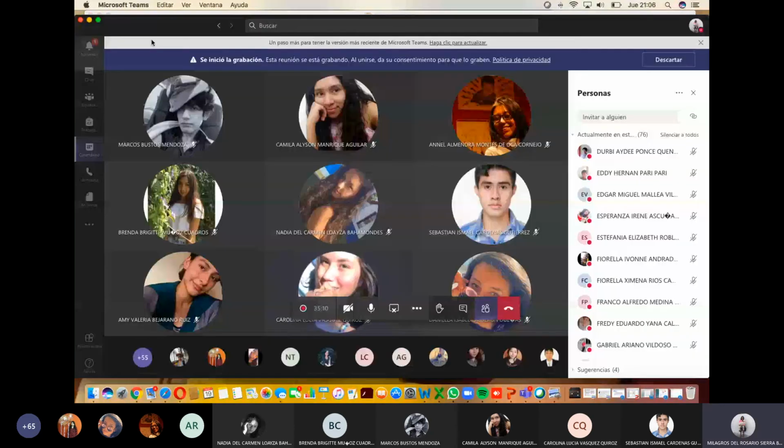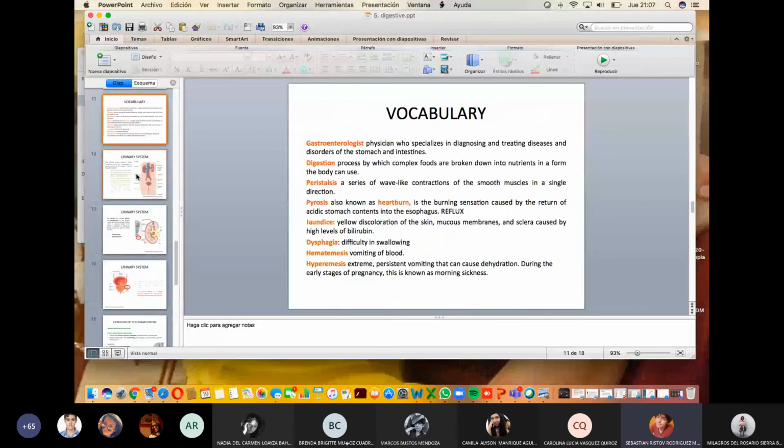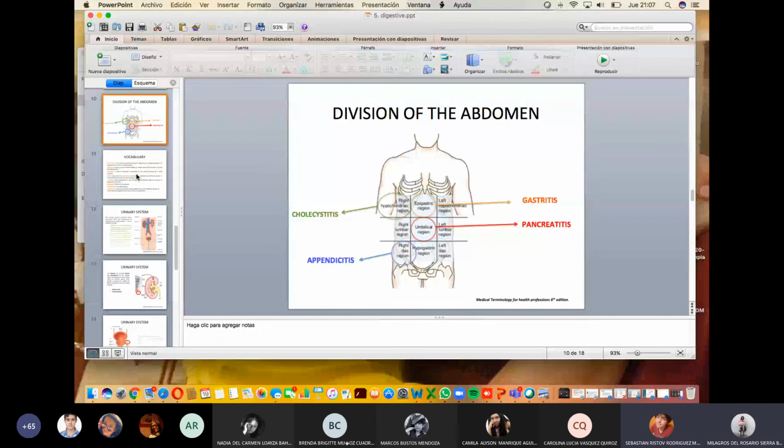No? ¿Preguntas? Sí, Sebastián. What does band-like reaction mean? What is what? Band-like reaction. Where does it say that? When you mentioned pancreatitis. Band-like, yes, in pancreatitis. So, band-like in Spanish.